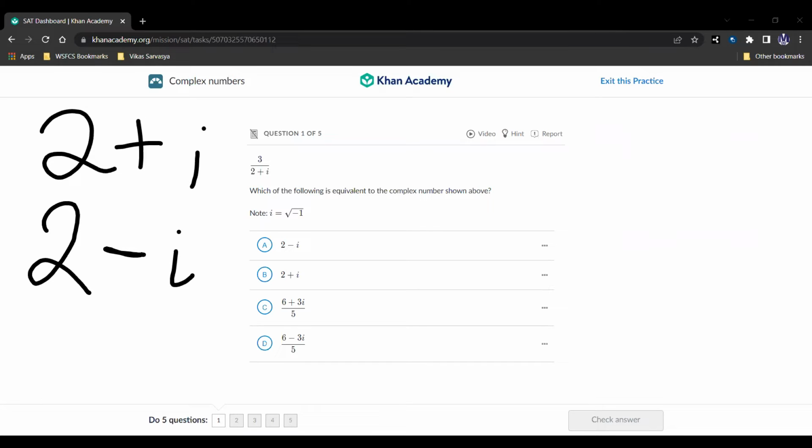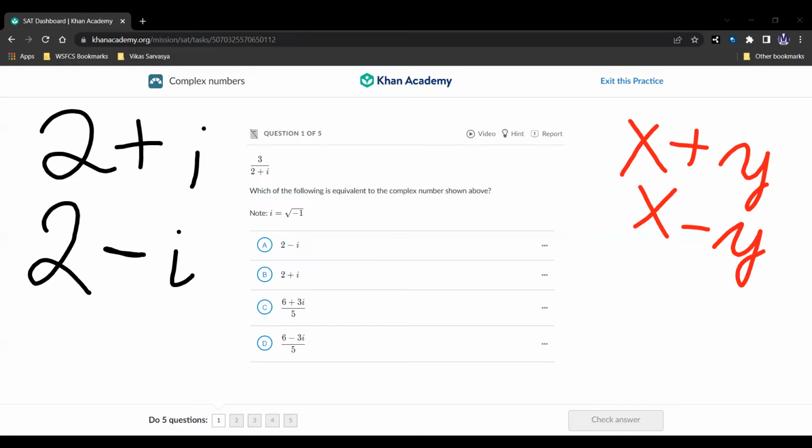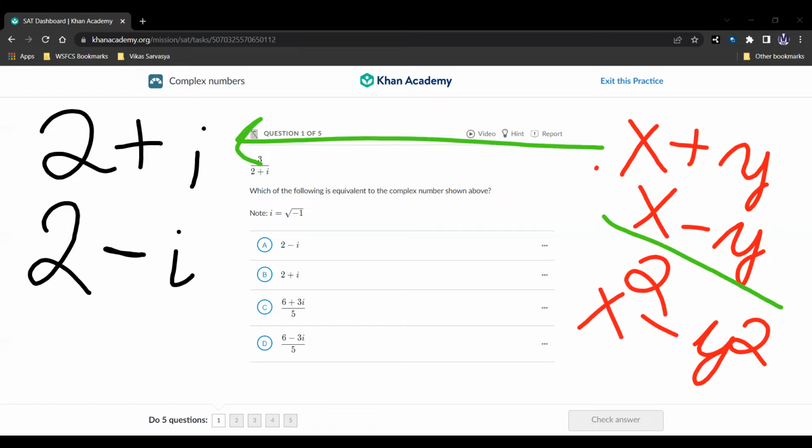I'm glad you asked, because there is a factorization that we learned a while ago that's going to come into play right now. And that's x plus y times x minus y equals x squared minus y squared. X plus y, this one, multiplied by x minus y. Of course, we're going to multiply by 2 minus i over 2 minus i, so that's 1. It keeps the value the same. Multiply by x minus y, we get x squared minus y squared.